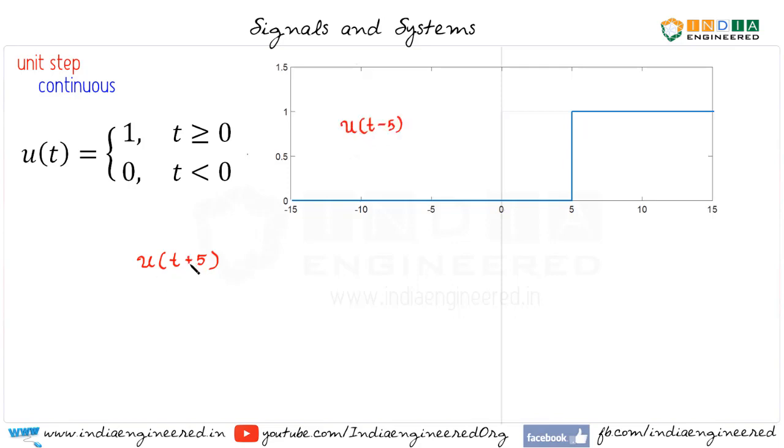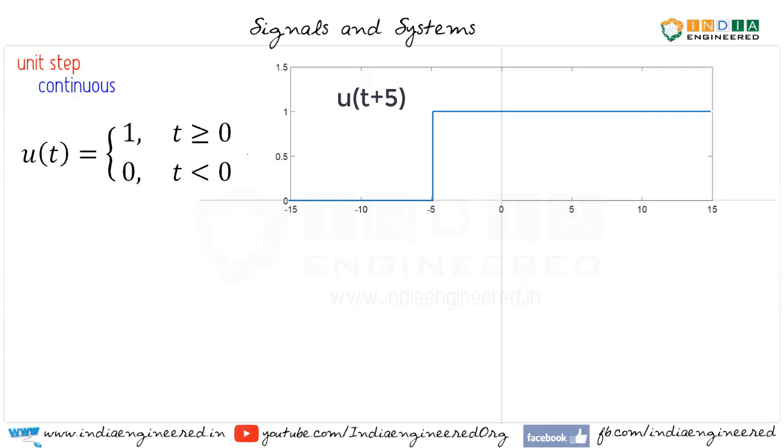Let's plot u of t plus 5. That means u of t should shift left by 5. This was our original u of t. Now we have to shift it left by 5. Now this is our u of t plus 5. That is u of t shifted left by 5. Now let's see them side by side. This is u of t. This is u of t minus 5. This is u of t plus 5.